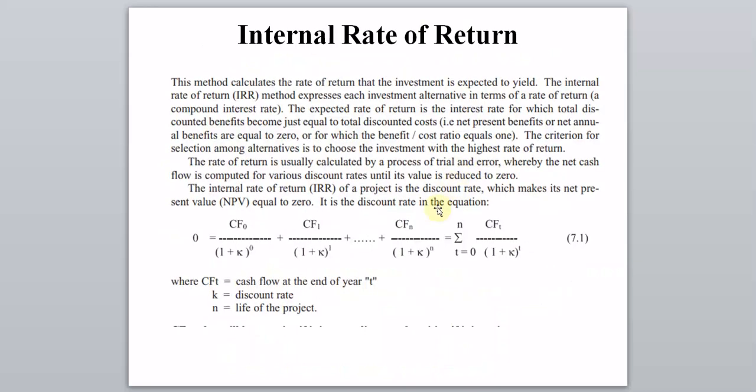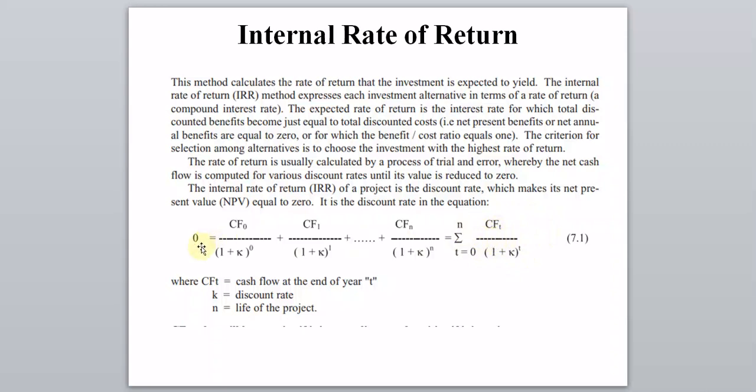Here the net present value has been kept as 0, and the other values are the same. The main thing required is 0 equals the summation of t equals 0 to n of the cash flow at the end of the year divided by (1 plus k) to the power t. Here k is the discount rate, n is the life of the project, and t is the year: zeroth year, first year, second year, third year, fourth year, etc.